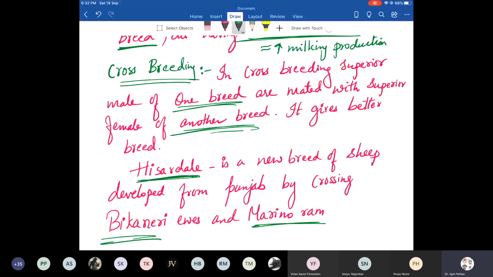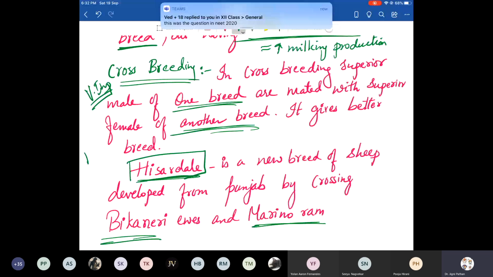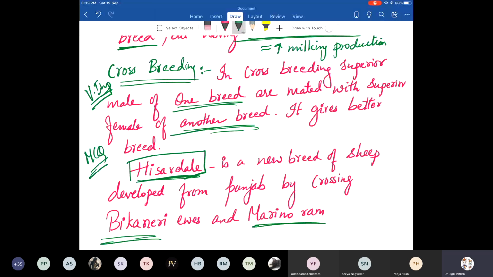Every year a question is asked. Yes, this was an MCQ question this year, 2020. Very important MCQ question. You know how many times this question has appeared? So many times. So easily you will get 4 marks without losing anything. Very easy. Crossbreeding: one breed with another breed, with two different qualities, are selected and mated, and the result is Hisardale. They'll ask you, Hisardale is obtained by crossing which two sheep? You should know the names, very important.